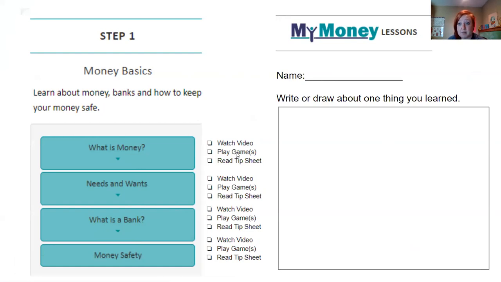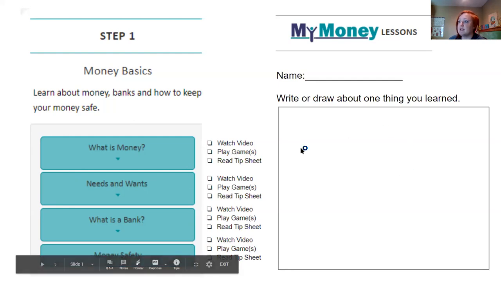Some of them have games. If there's a game or activity, I want you to do that. And last of all is review that tip sheet. If you need help reading it, remember, if you have a Chromebook, you can do Read and Write for Google, or call and ask a friend, or call and ask me. You can call me on FaceTime on Pathways Lessons, or you can call me on Facebook and I'll help you with it. So this is for step 1.